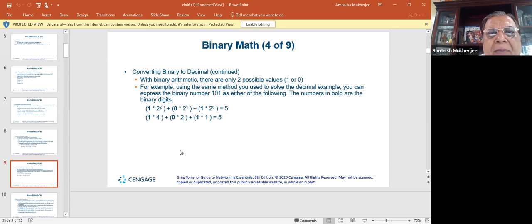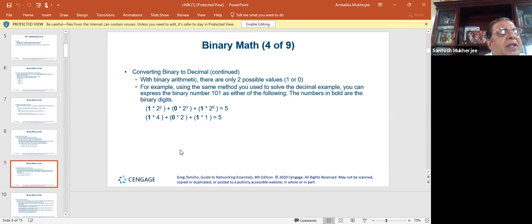Because it's binary math, we are converting binary to decimal. In binary arithmetic, there are only two possible values. In any binary arithmetic, we have to understand it is presented with 1 and 0. For example, using the same method you used to solve the decimal example, you can express the binary number 101 as either of the following, numbers in bold or binary digits.